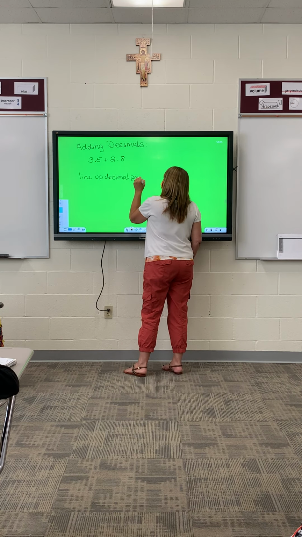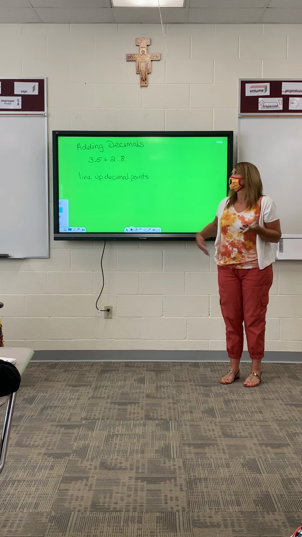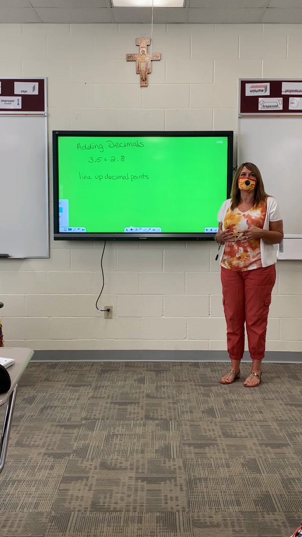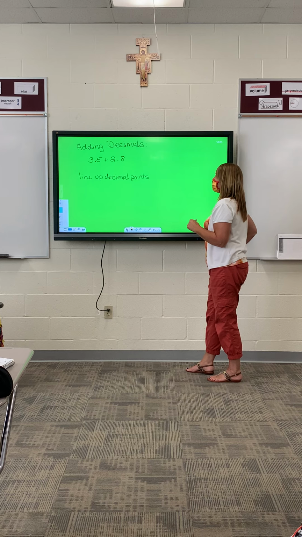And I actually should say line up decimal points, right? Because those are two decimals. 3.5 is a decimal, but that's an actual decimal point, right? So we line up the decimal points.